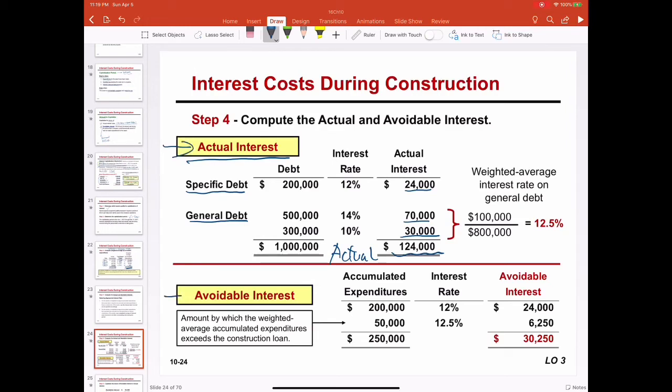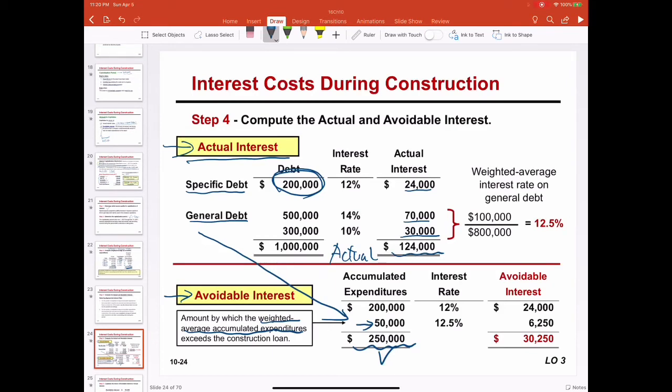The next one is avoidable interest. So we know 250 is what we calculated as the weighted average accumulated expenditures. We know the firm borrows $200,000 of specific debt for this equipment. But 200,000 is not enough for this expenditure. So the firm needs another 50. Where does the capital come from, right? It is considered to come from the general debt.